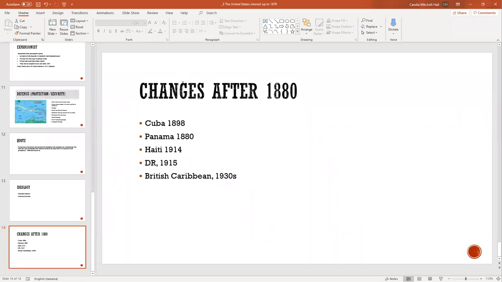And so when we return after the break, we are going to look at the different ways in which they increased their presence in the Caribbean after 1880. Any questions, any comments?